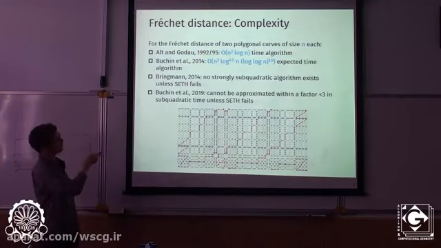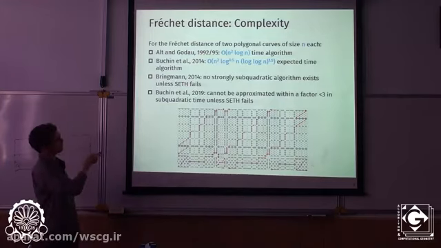I just want to show you the idea of Karl's reduction. We have two sequences of vectors, and we want to construct two curves, P1 and P2, such that their distance is smaller or equal to 1 if and only if there is an orthogonal pair of vectors in these sequences. This will be a very high level idea.